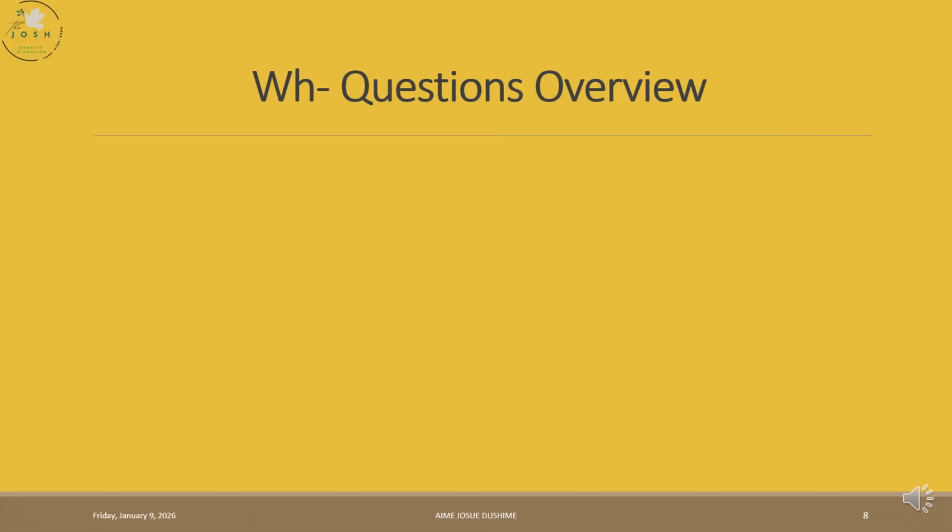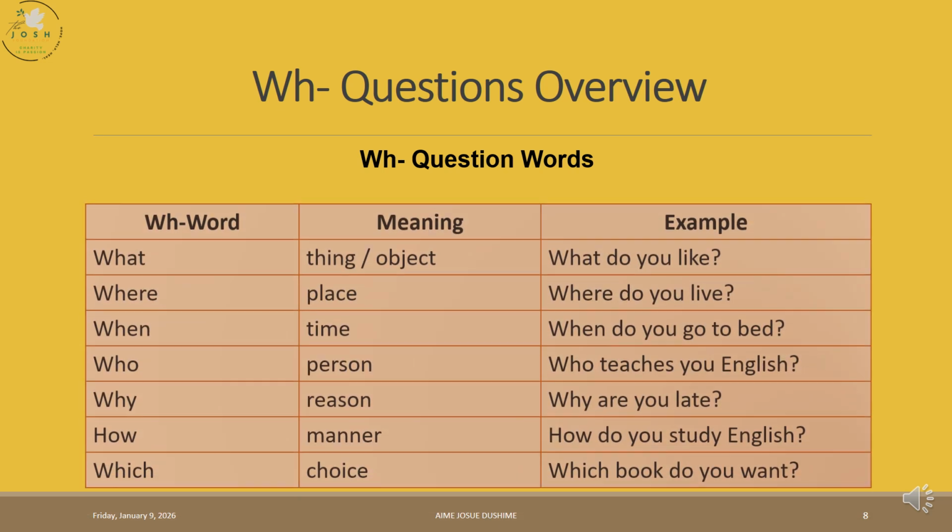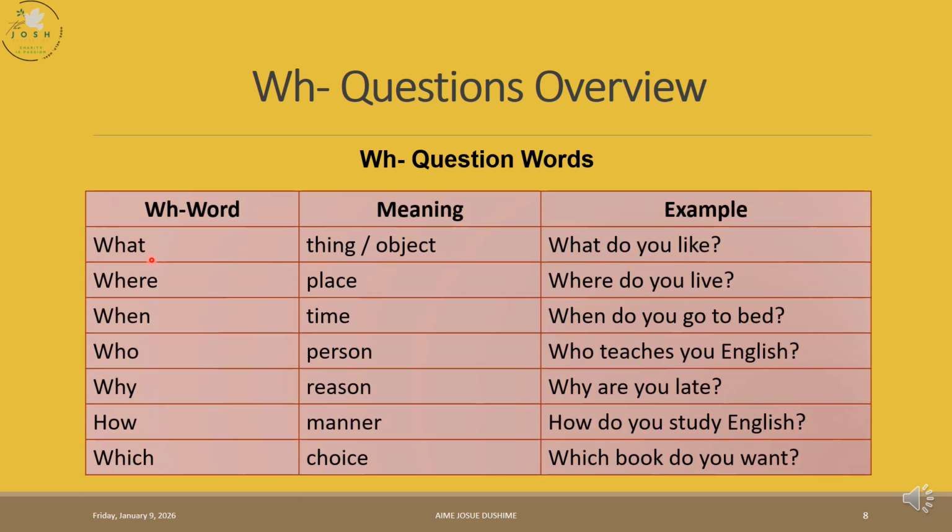Let's see the WH question overview. Let's see the WH question words. What: we use what when we ask about things or objects. Where is for place. When is for time. Who is for people or person. Person is singular, people is plural. Why is for reason. How is for manner, method or way. Which is for choice.